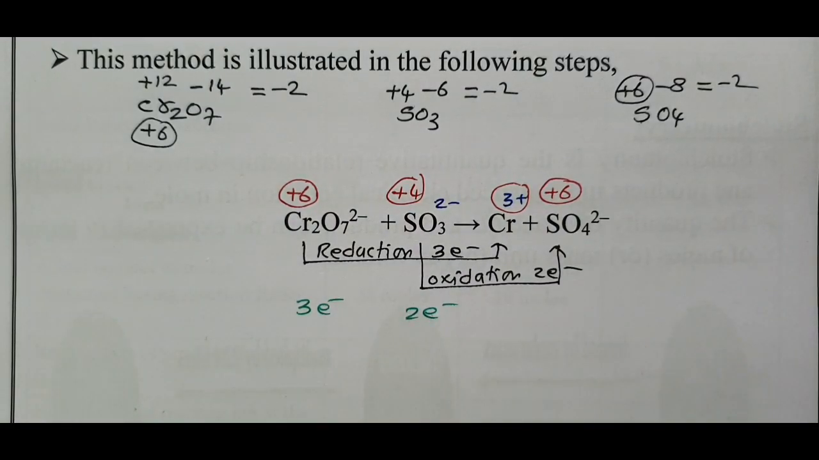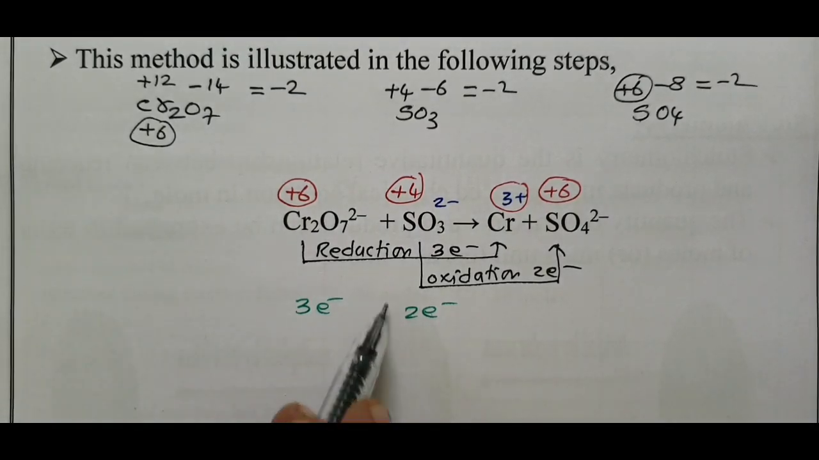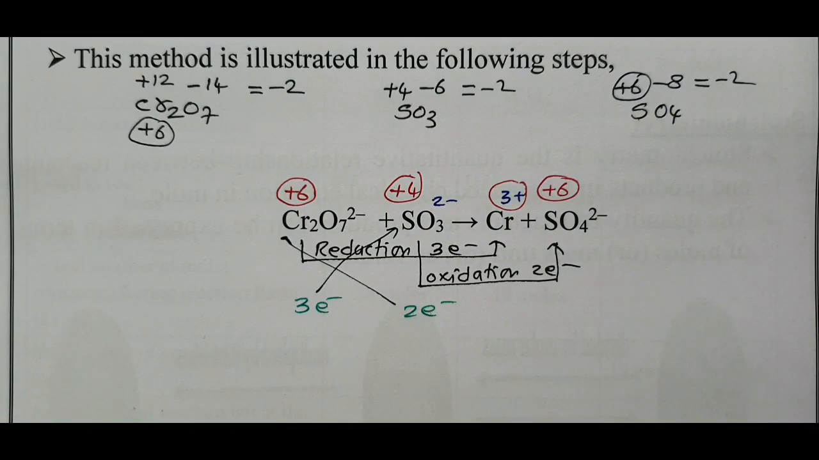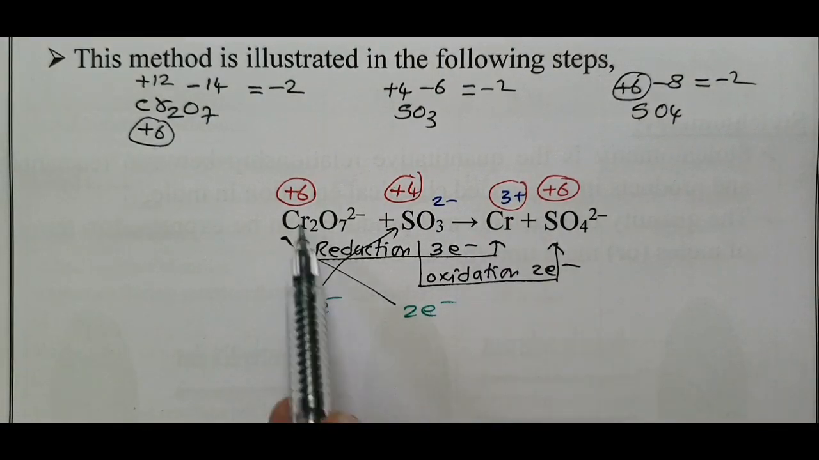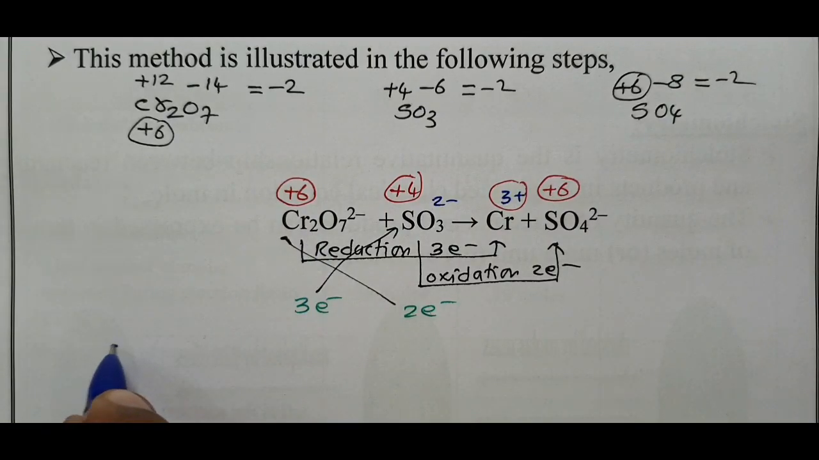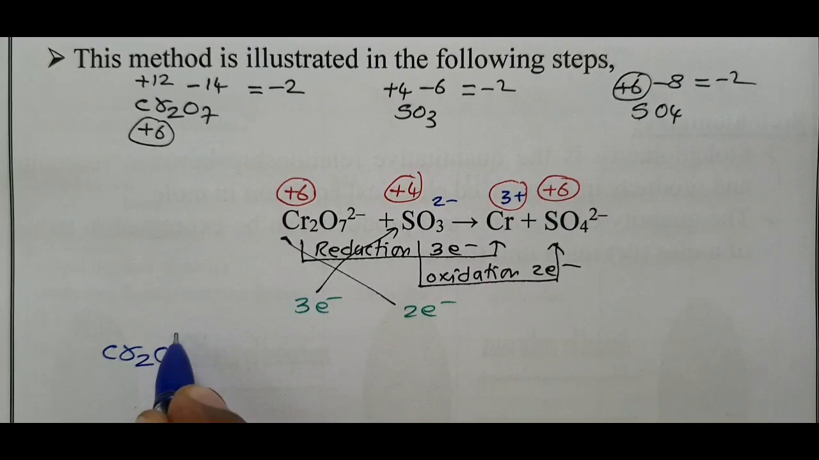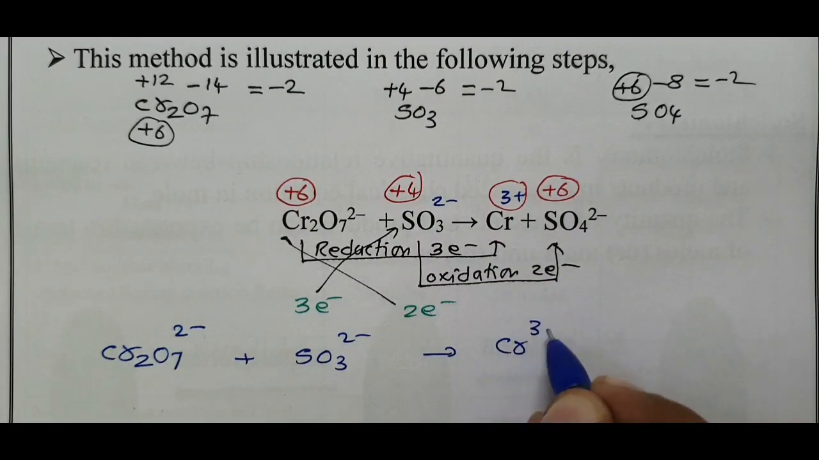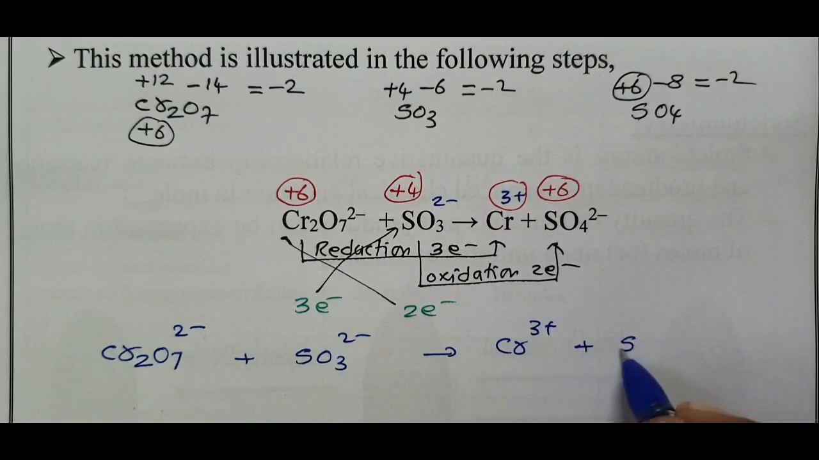The next step, we have to cross multiply the number of electrons. 2 here, 3 here. On the right hand side only 1 chromium is present, but the left already contains 2 chromium. Therefore, there is no need to multiply the chromium by 2. So the equation is Cr2O7 2 minus ion plus SO3 2 minus ion gives Cr3 plus ion and SO4 2 minus ion.